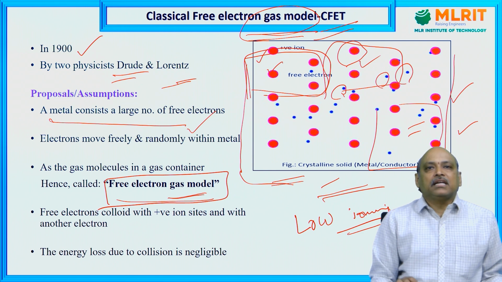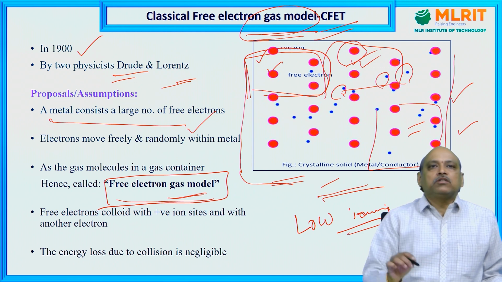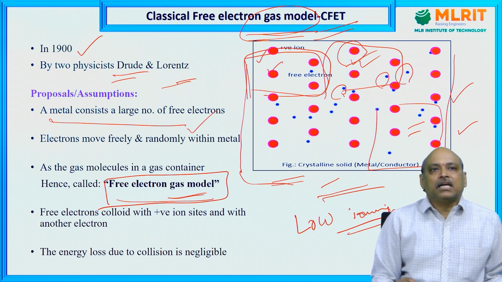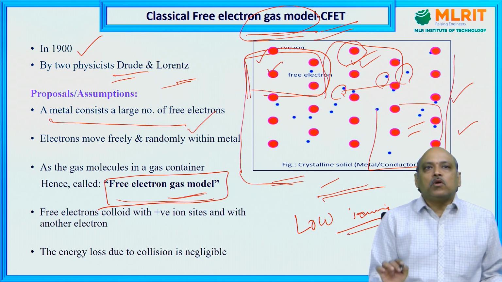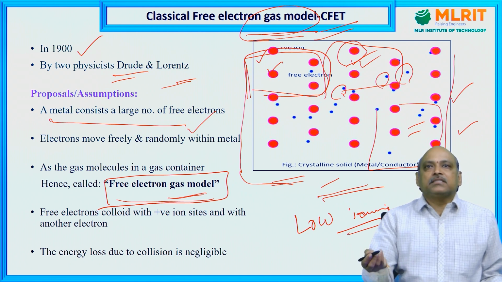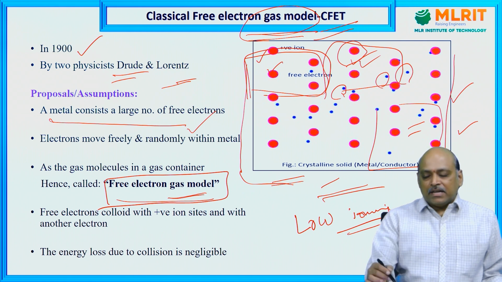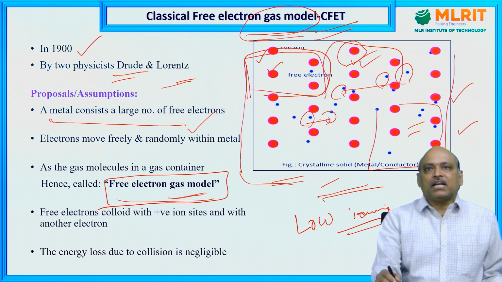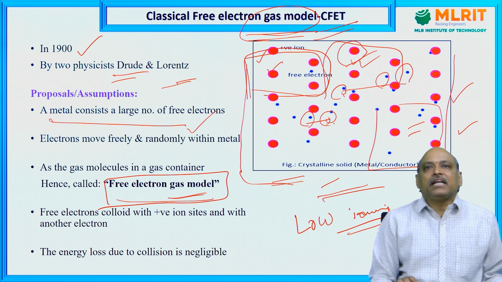Now, a very important thing is that all these positively charged ions are immobile ions, which means they will not move. Only the free electrons will move. When free electrons move from one place to another, there is a possibility that one free electron will collide with another free electron, but this collision is negligible. In this way, these two scientists proposed a theory about metals.